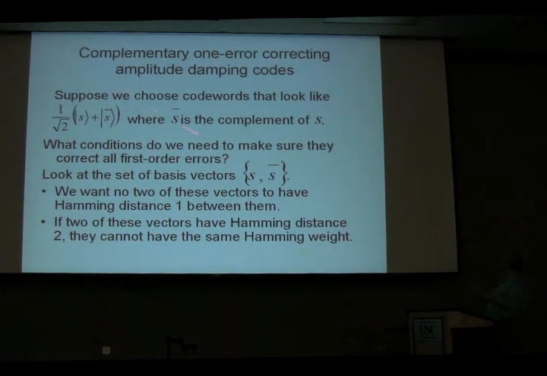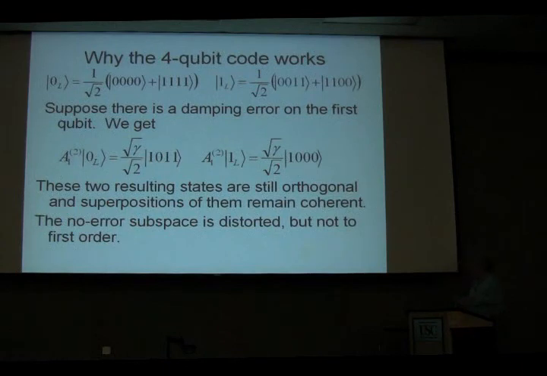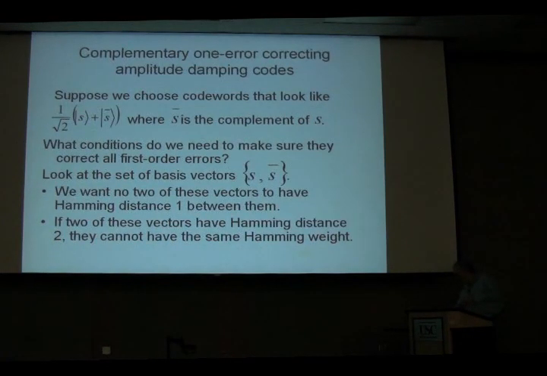What we're going to do is choose code words that look like 1 over root 2, S plus S complement, or S bar, where S bar is the complement of S. So Debbie's code looks like this. We have 0000 and 1111 and 0011 and 1100. So we're just going to look for codes that look like this. And now we're going to ask, what conditions do we need to make sure they correct all first-order errors?